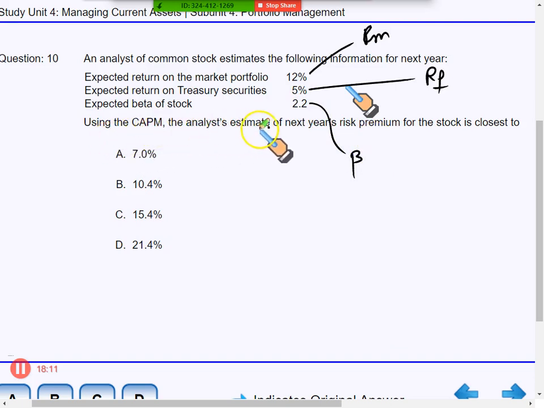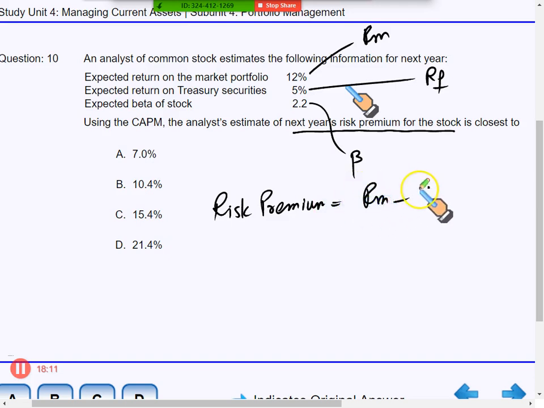Using the CAPM, the analyst's estimate of next year's risk premium for the stock. Guys, I need attention. Next year's risk premium for the stock. We discussed two things yesterday. One is what you call the risk premium. When you say just the risk premium, it means RM minus RF. That's simply the risk premium, the difference between the return expected on the market minus the expected return on treasury stock.